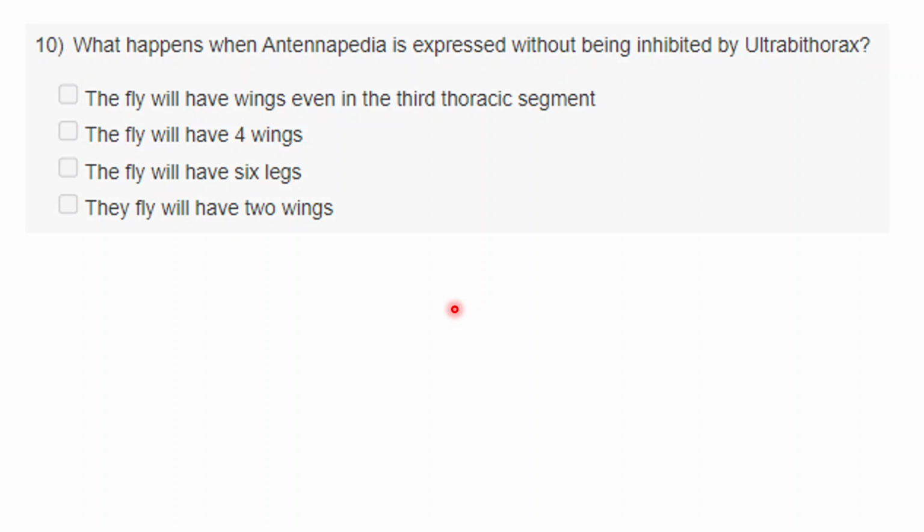Simantini, are you able to figure out what would be the resultant phenotype? Antennapedia is expressing but ultrabithorax is not there. If you are able to figure it out, you can tell me the answer, or you can guess, or just let me know, then I'll reveal the correct answers.